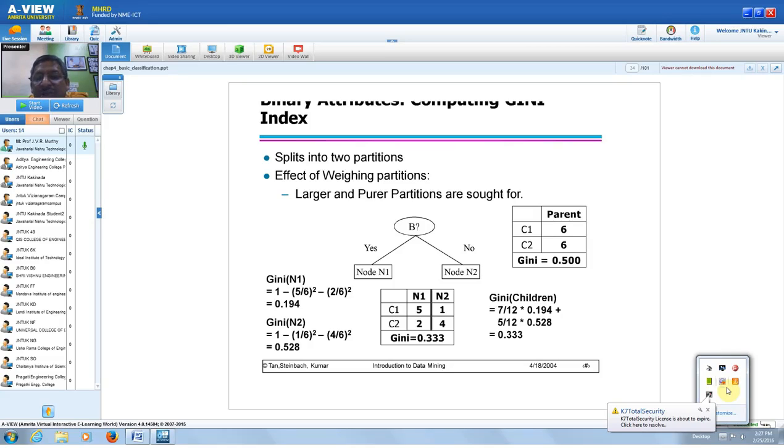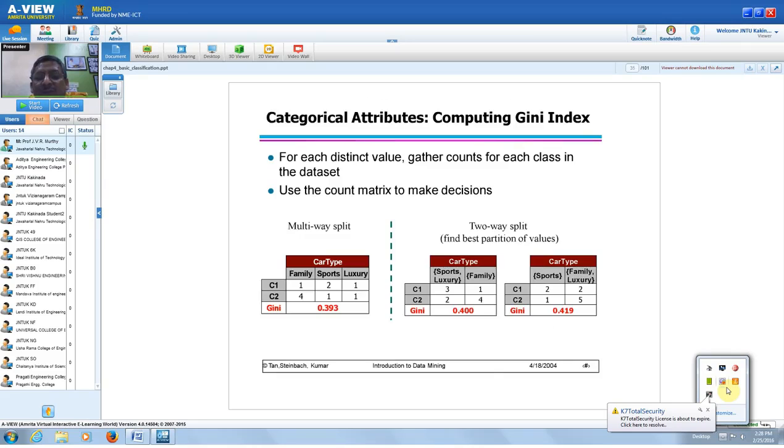So the initial Gini is 0.5. So 0.5 minus 0.333 will be the gain. So if the gain is more, the split is better. That means the Gini index of the child nodes should be as small as possible to have a better gain. That is one thing you have to understand.